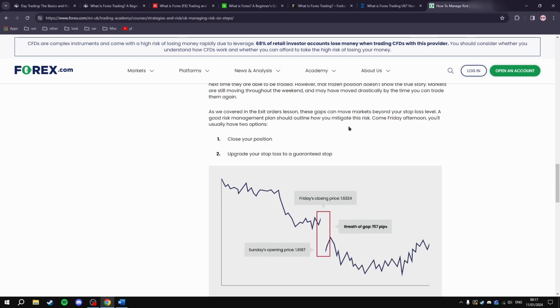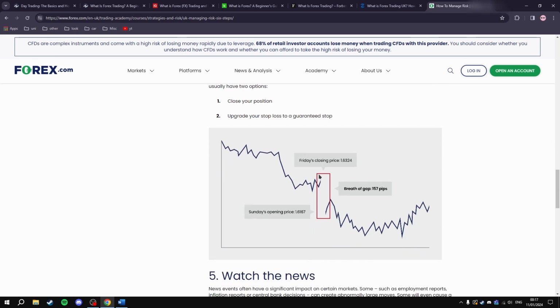As we covered in an exit orders lesson, these gaps can move the markets beyond your stop loss level. A good risk management plan should outline how you mitigate this risk. Come Friday afternoon, you'll usually have two options: close your position, or upgrade your stop loss to a guaranteed stop.